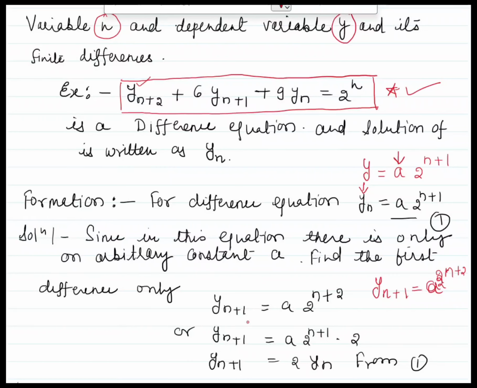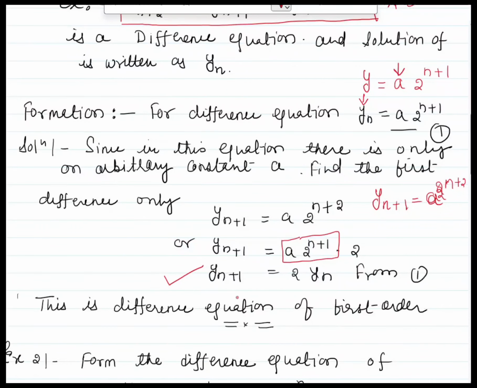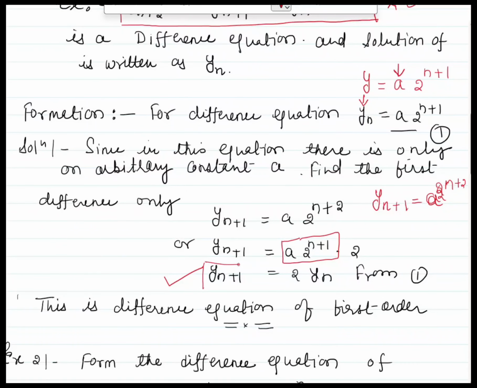Now this first difference we can write as y of n plus 1 equals a to the power n plus 1 into 2. Why are we writing this? Because already we have this relation. So if we substitute this value from equation number 1, we have y of n plus 1 equals 2 into y of n. So this is our difference equation of the first order.